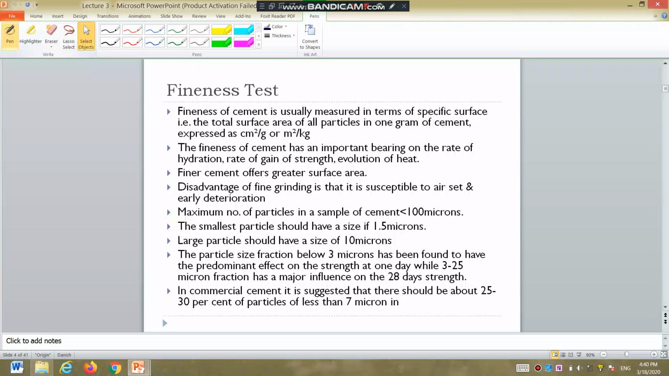You will observe that the finer the cement is, or the greater the grinding of cement particles, the more its surface area increases, and increased surface area means that more surface is exposed for reaction with water. Therefore, if a cement is finer, the process of hydration can be speeded up and the rate of hydration can also be increased, which is desirable in certain scenarios. The fineness of cement has an important bearing on the rate of hydration, rate of gain of strength, and evolution of heat.